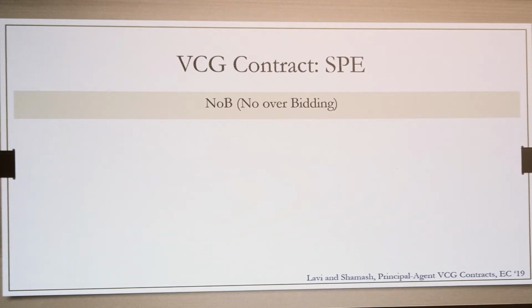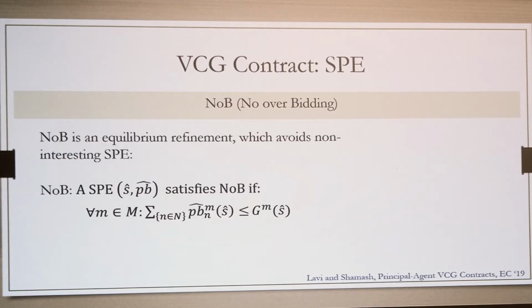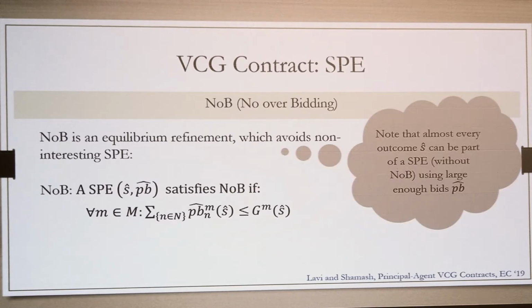Another property is no overbidding. No overbidding is an equilibrium refinement. Basically, it means that the sum of bids for a specific outcome can't exceed your evaluation for it. This is important because if you don't have no overbidding, then we could attain practically any outcome by announcing high enough bids.